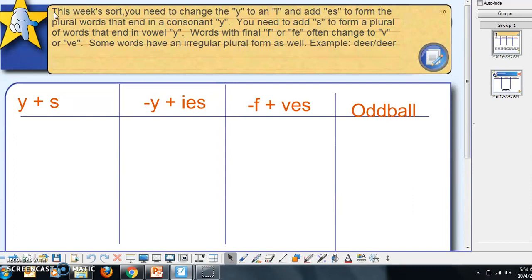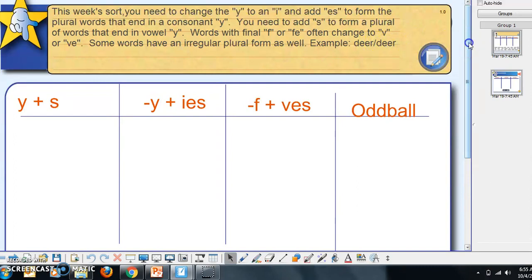This week's sort, you'll need to change the Y to an I and add ES to form the plural words that end in the consonant Y. You need to add an S to form a plural of words that end in the vowel Y. Words with the final F or FE often change to V or VE. Some words have an irregular plural form as well. For example, deer. If there's more than one deer, it would also be referred to as deer.